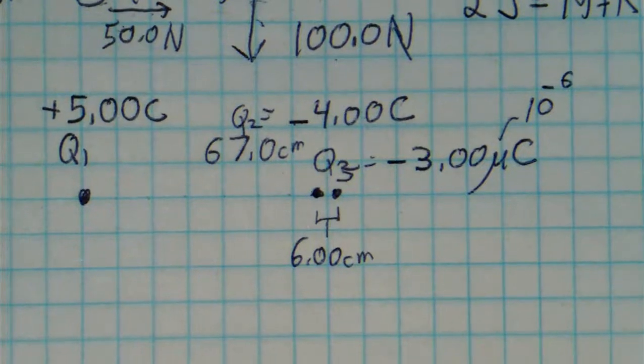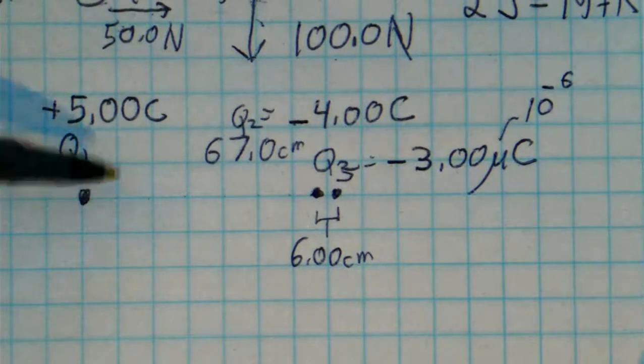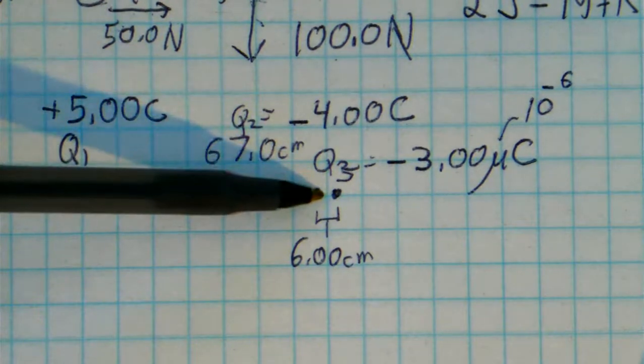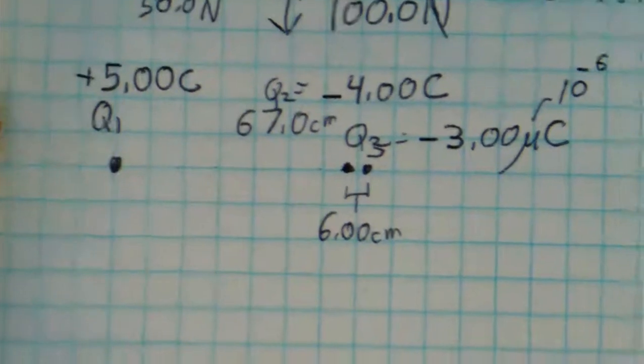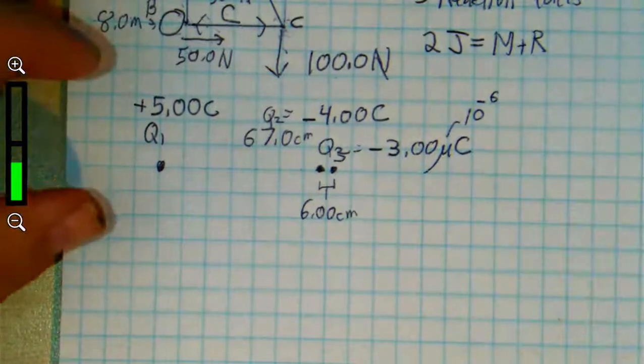I would like to take the trouble to calculate the net force acting on Q1 and then maybe do the net force acting on charge Q2 afterwards. Maybe even on Q3. Maybe we'll even do all three of these as an exercise. And how do you do this? How do you do it correctly?